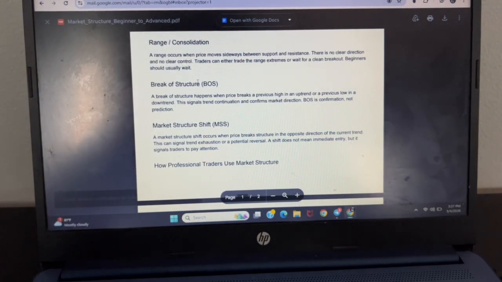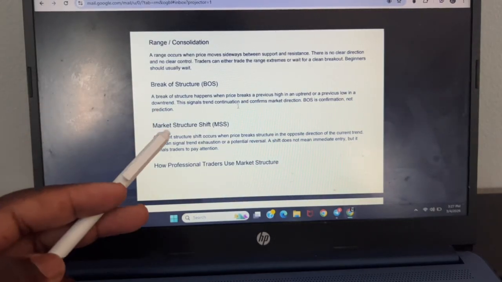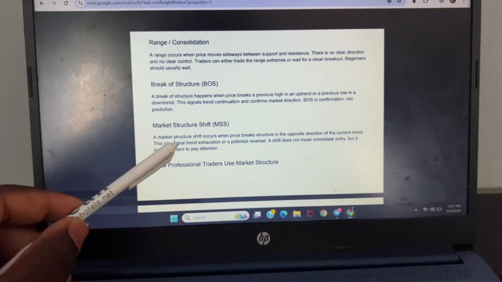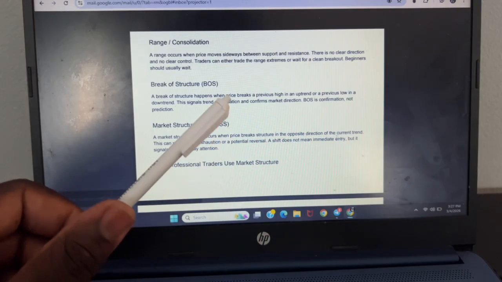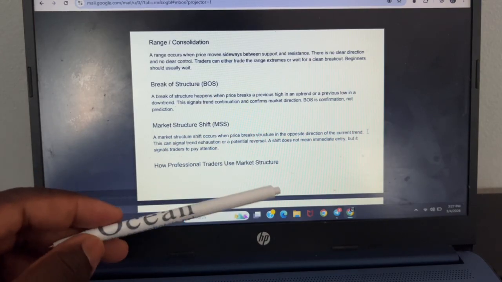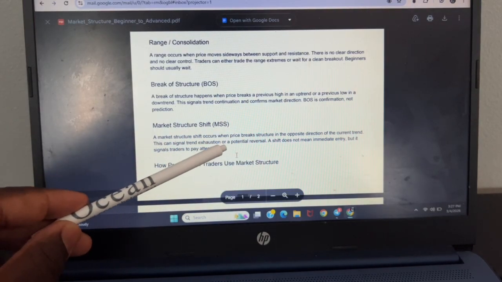So the next structure that we've got is a market structure shift. A market structure shift occurs when price breaks structure in the opposite direction of the current trend. This can signal trend exhaustion.